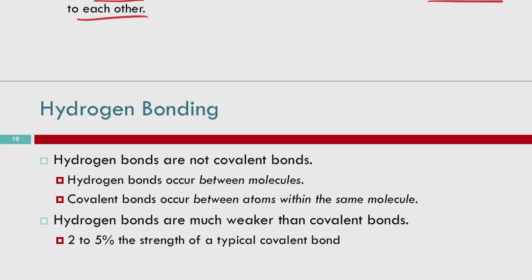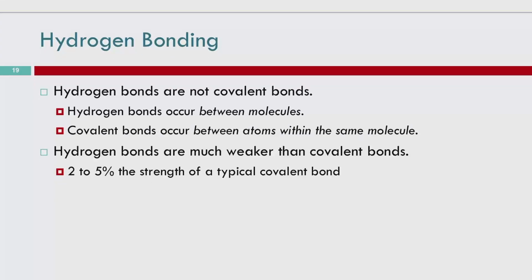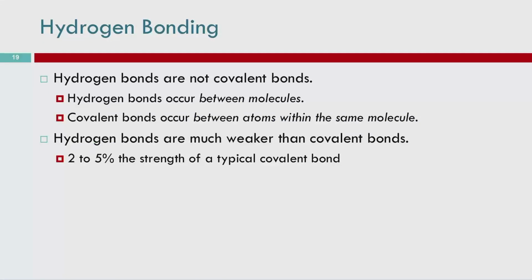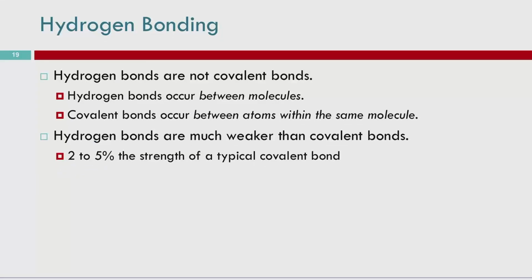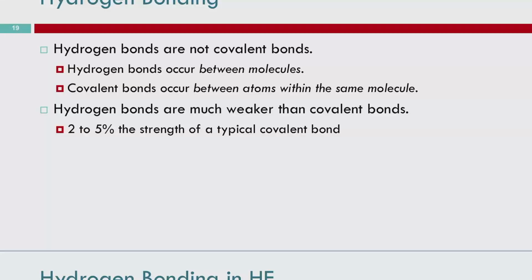Hydrogen bonds are not covalent bonds. We're not talking about the covalent bonds. We are talking about hydrogen bonding, which is between molecules, and covalent bonds occur between atoms in the same molecule. Hydrogen bonds are much weaker than covalent bonds. They're like 2 to 5% the strength of a typical covalent bond. So they're much, much weaker. But that's really strong in terms of intermolecular forces.